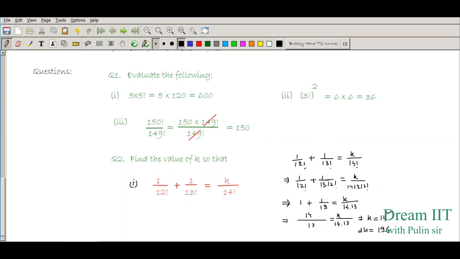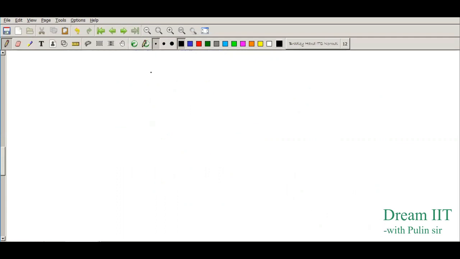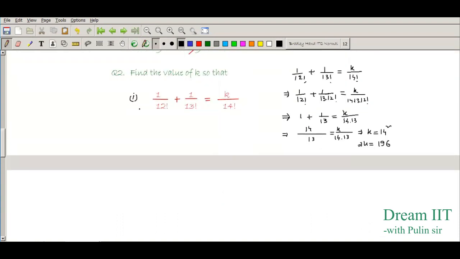196. Correct. Thank you for the correction. So 196 is the value of k. Now we'll go for the next question under the same head. It was question number 1. Now question number 2.